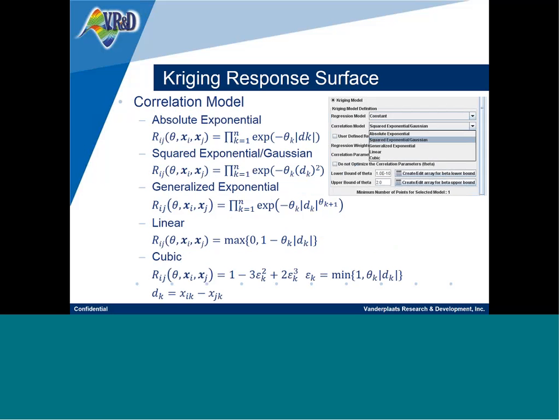After you choose the regression model, next you should choose the correlation model. Correlation indicates the extent to which 2 variables have a linear relationship with each other. Normally, it's a function of the distance between these 2 points. And we provide 5 correlation models: absolute exponential, Gaussian, generalized exponential, linear, and cubic.